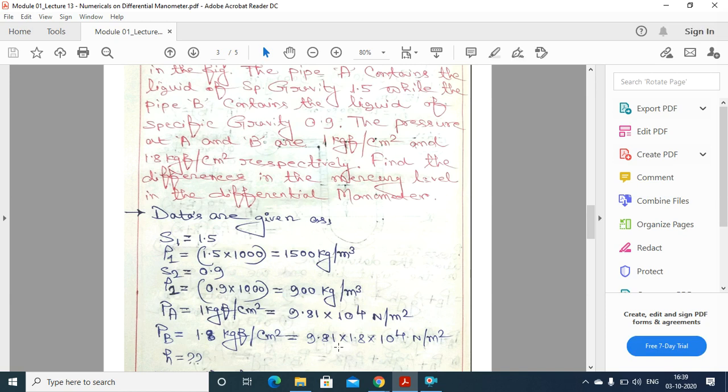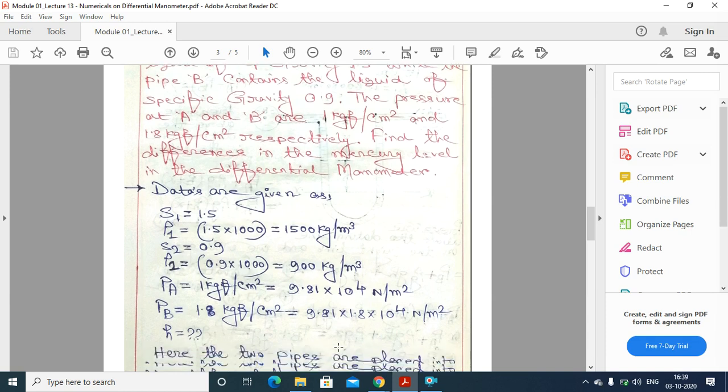Similarly, to convert the unit from kg force to Newton, again we have to multiply this term with 9.81. So it will be 1.8 into 9.81, and again we have to convert the unit from centimeter square to meter square. Then it will become 9.81 into 1.8 into 10 to the power 4 Newton per meter square.